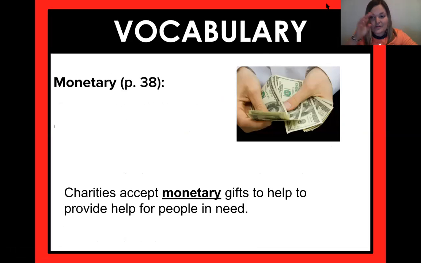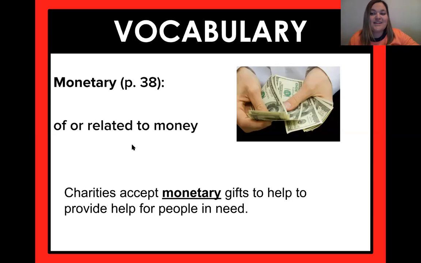So let's go ahead and start the vocabulary. Vocabulary, Mrs. Lawson's favorite. So what is this word? Monetary. Good job. Charities accept monetary gifts to provide help for people in need. What do you think monetary means, fourth graders? Good job, fourth graders. Monetary is of or related to money. So if they're giving you money.